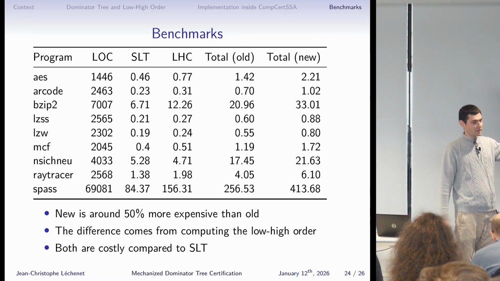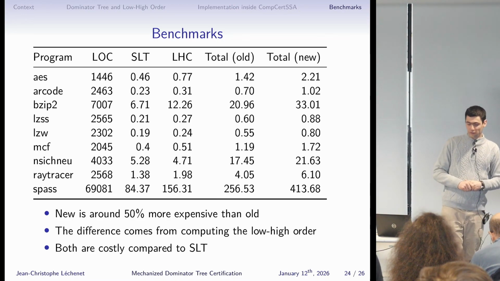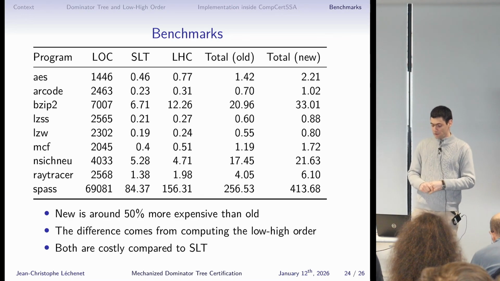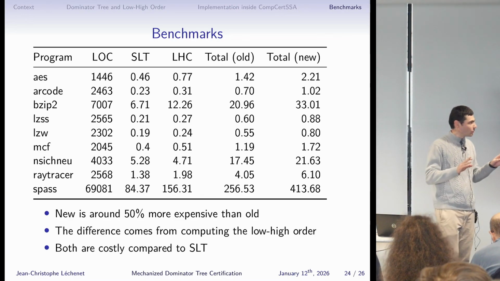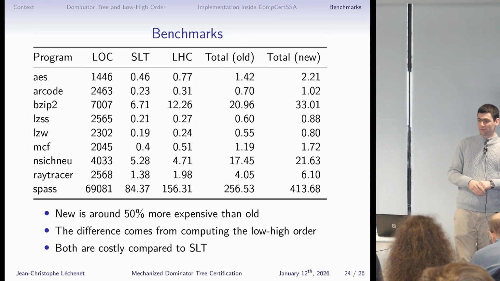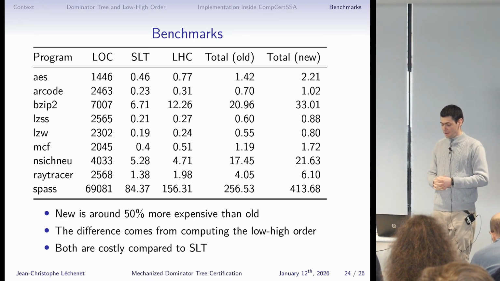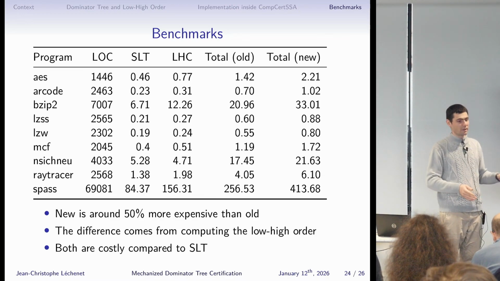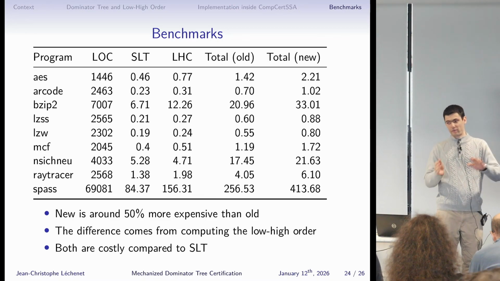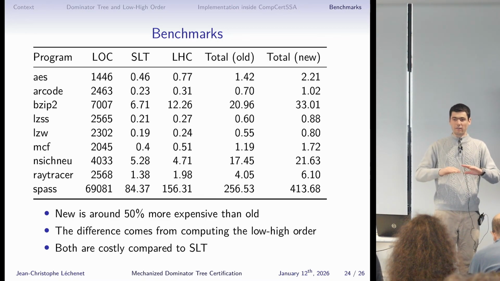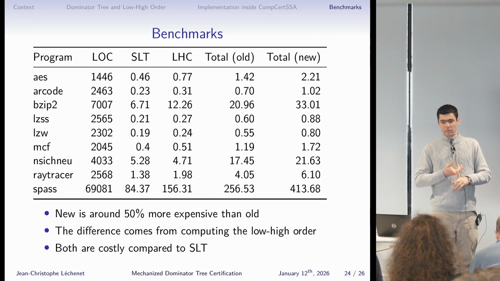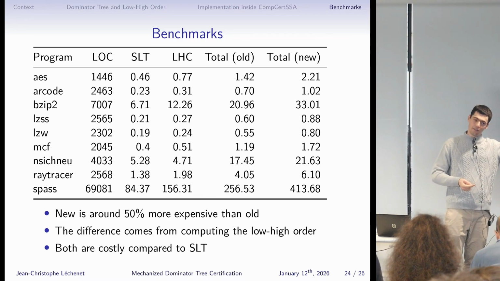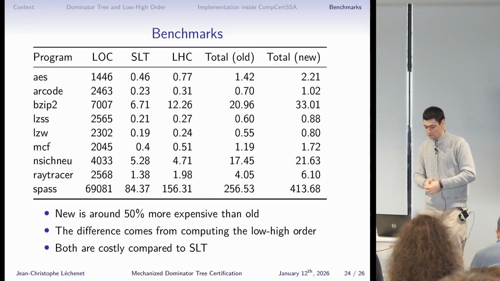The third column is SLT, a simple Lengauer-Tarjan. It's the time needed to compute the dominator tree. LHC, for low-high order conjecture, is the time needed to compute the low-high order. And total old and new is the total time needed by the version from Balzi et al. and from our version, and it includes everything. Especially, it also includes SLT, LHC, and the check done on the Coq side.